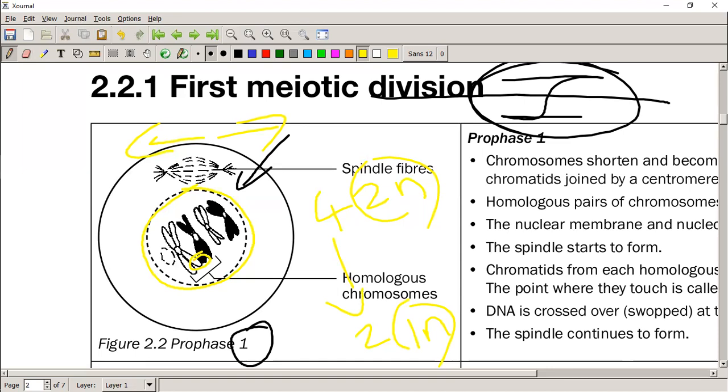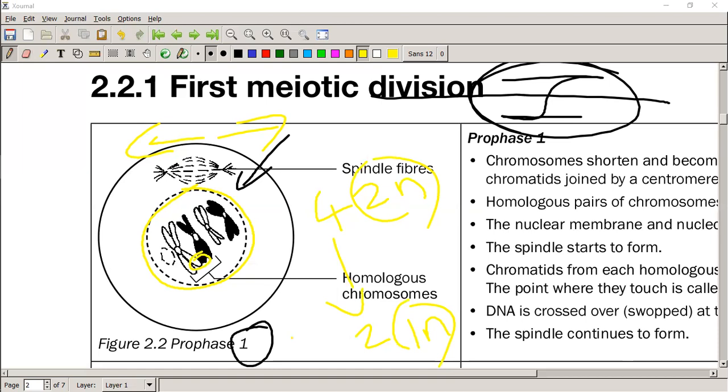Let's stop there. And I see you guys have some questions. So let's take a look. Okay, simple question: what's the function of a spindle fiber? What is a spindle fiber? You're going to see it now. When we get to metaphase and anaphase, you're going to see the function. So I'll discuss that in a moment.